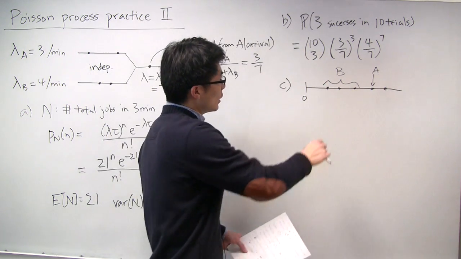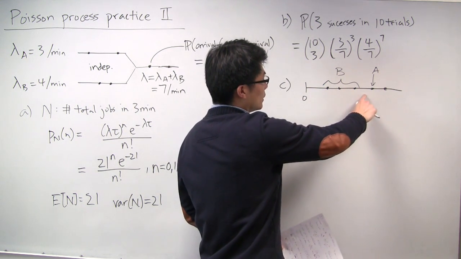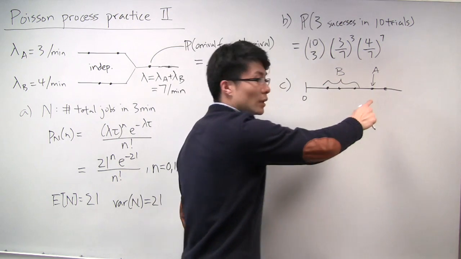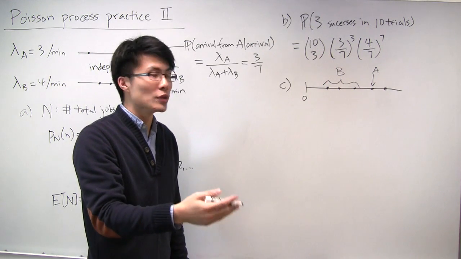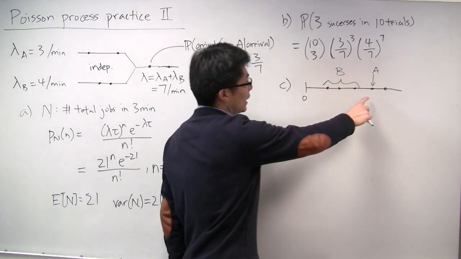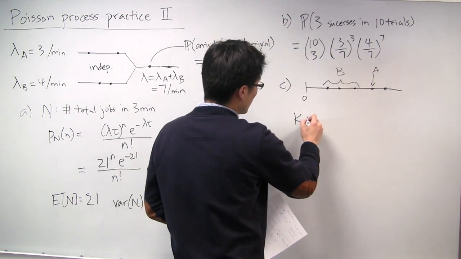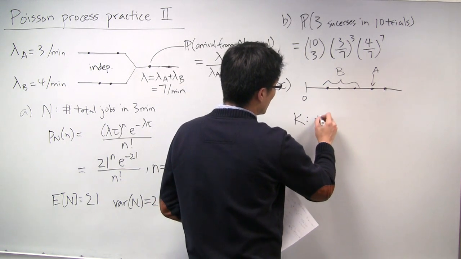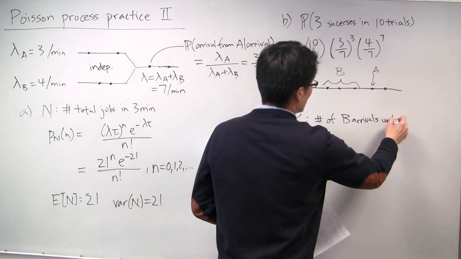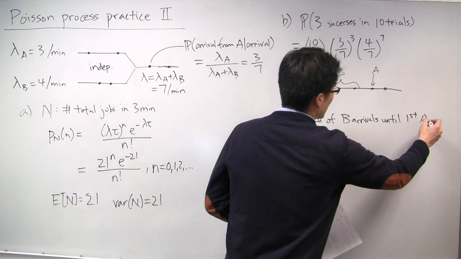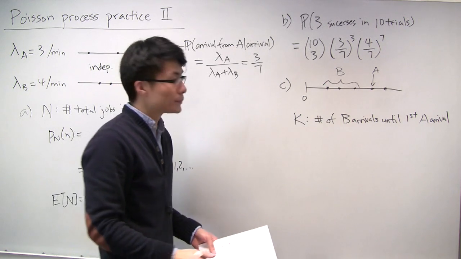Okay, and if you think about it, what we're looking for now is related to the number of arrivals until the first type A arrival. And that sounds like a geometric. The number of trials until the first success, where success now we can think of as a type A arrival. Okay, so let's define a random variable again, K. K is the number of B arrivals until the first A arrival. That's what we want to find.